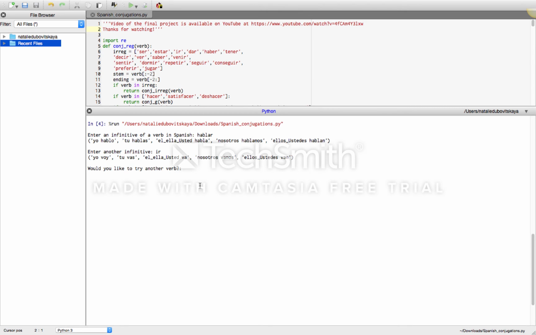Now, my program also deals with garbage input. If you type something that's not a Spanish infinitive, like something like this, it will tell you, sorry, this is not an infinitive, so this is correct.